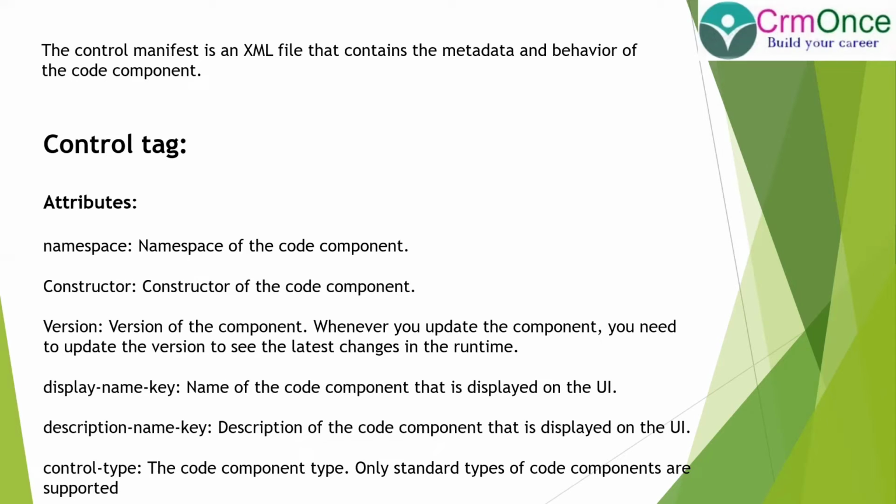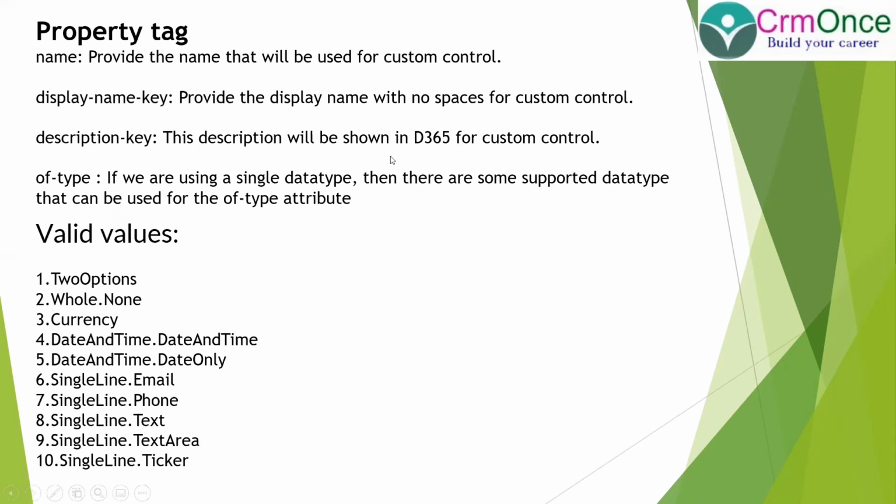The next tag is the property tag. In the property tag, you will define the name of the property. First, the property tag has several attributes: name, display name key, description key, and of type. Here we basically define the control properties.